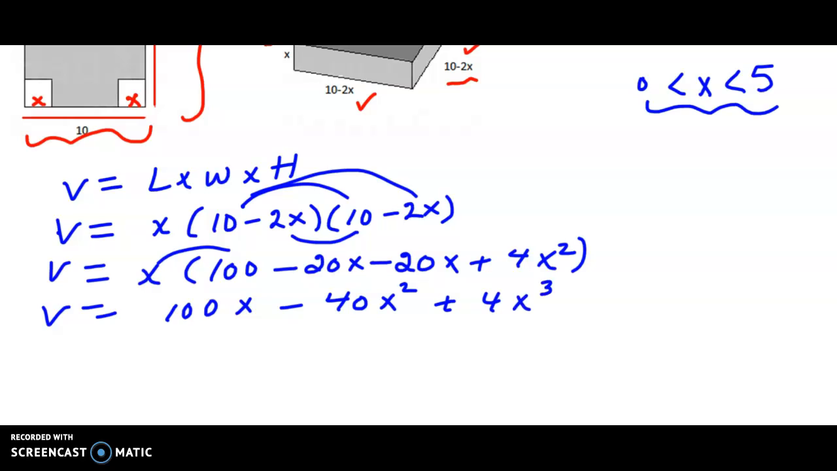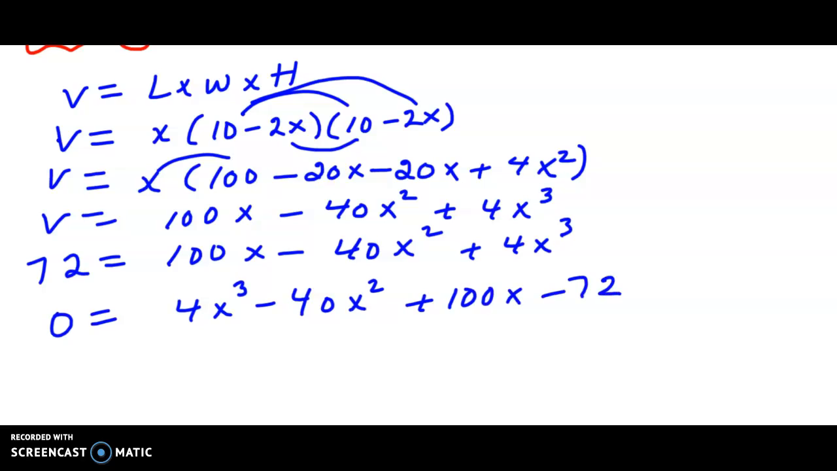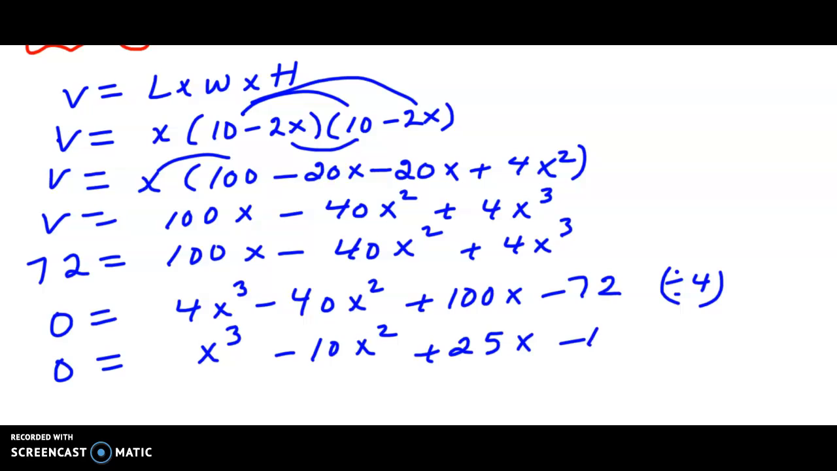So now what I'm going to do is substitute what volume is given to me. So it's 72. And I'm going to rearrange my terms so the highest degree is first, and make it equal to 0. So I'm going to get 4x cubed minus 40x squared plus 100x minus 72. I'm going to divide all these terms by 4 just so that the numbers are more manageable. So I get 1x cubed, minus 10x squared, plus 25x, minus 18.